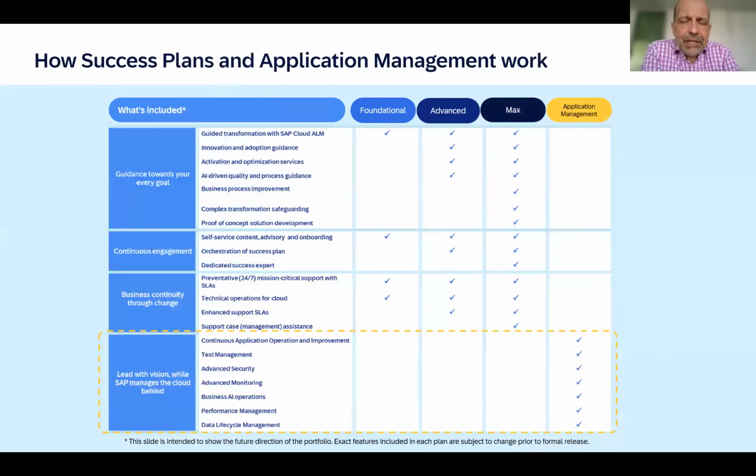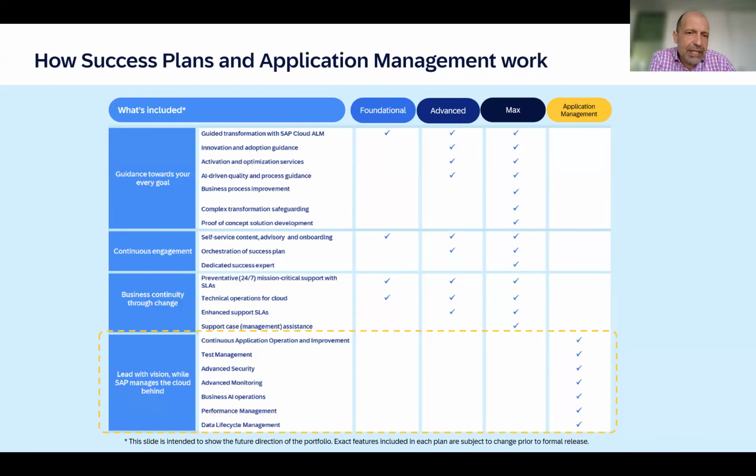Here again, there is a picture which explains a little bit what is the deliverable of the application management and how it is related to these 3 levels of success plans. As you can see, our offering is a comprehensive and complementary offering to the success plans. Our main focus is, as you have seen also some slides before, on the seamless operation of your system and the seamless continuous improvement of your system.